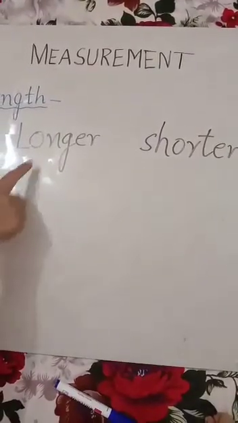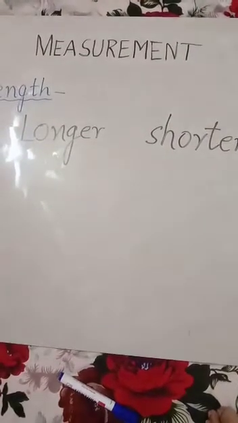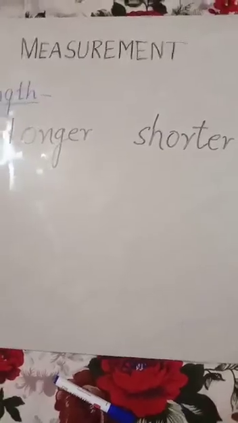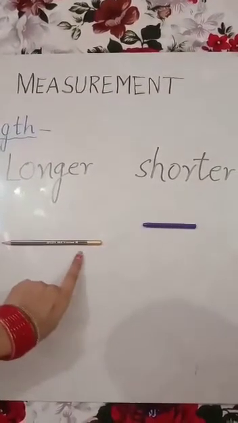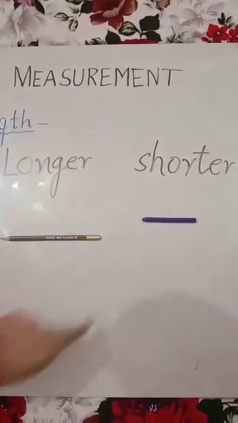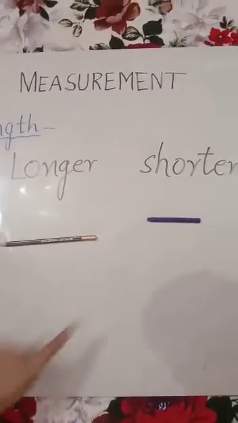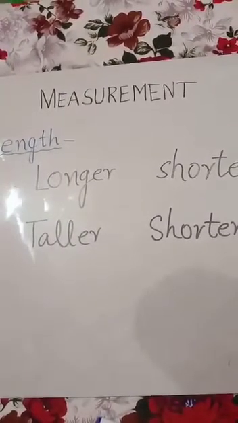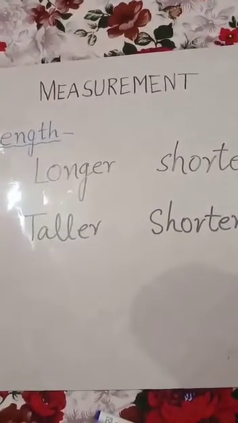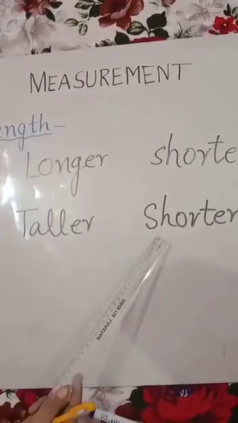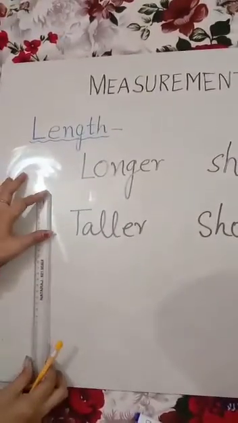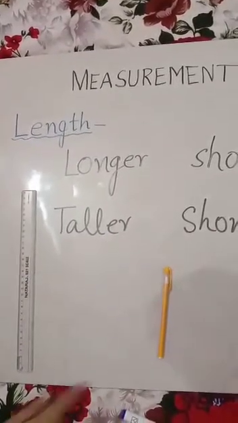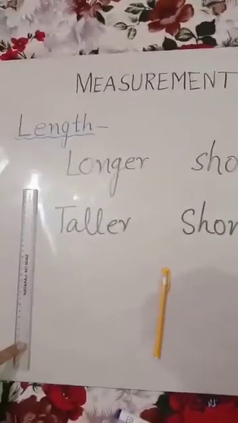We use the words longer and shorter to measure the length of two objects when we are comparing them. For example, this pencil is longer than the crayon. We can also say that this crayon is shorter than the pencil. To measure the length when the object is in the standing position, we use the words taller and shorter. For example, this scale is taller than the pen. We can also say this pen is shorter than the scale.